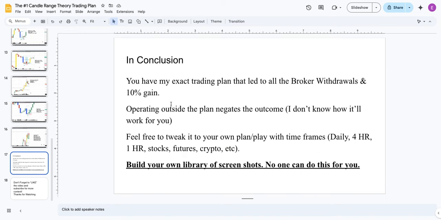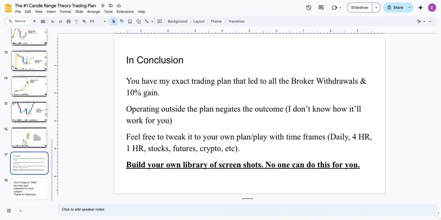So in conclusion, you have my exact trading plan that led to all my broker withdrawals, the 10% gain, yada yada yada. Okay. But again, it doesn't matter how well I do. It only matters how well you do. Now, if you operate outside of this plan or want to try to add your own spin to it, I don't know how it's going to work for you. Okay. I told you this is the 4-hour chart. We may get into some lower time frames later when it comes to the money candle and look into some sniper entries for that. But for now, this is all I do.